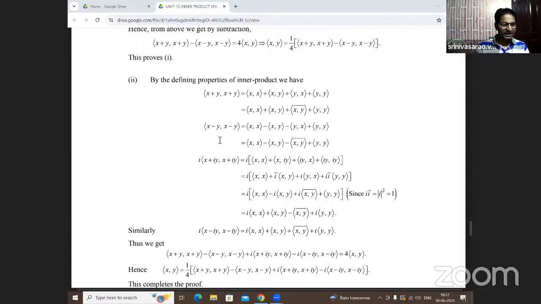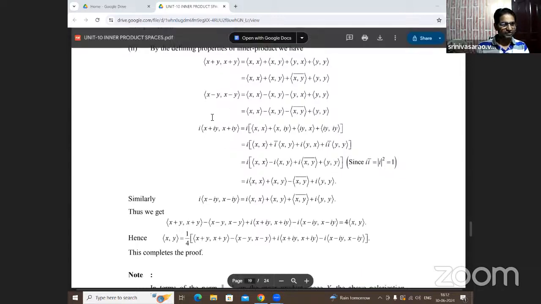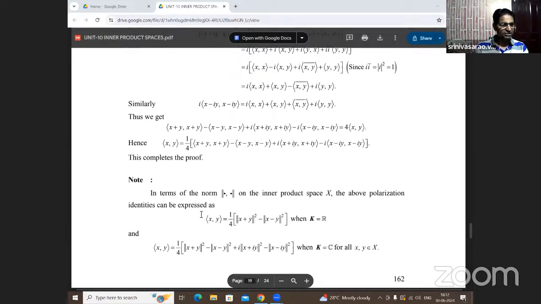Now apply the given symbols in between. Subtract this one from this one, and these other values are under addition, and one is the subtraction. Now substituting the values here, we get 4 times the inner product of x and y. Now the second identity is also verified.